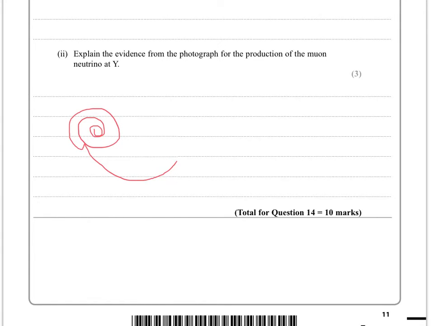So that's really what you're trying to explain here. There's an abrupt change of direction. That means that there must have been a momentum transferred to the positron, which means something else must be carrying off momentum in another direction. So there must be some other particle present here that we can't see in the detector.